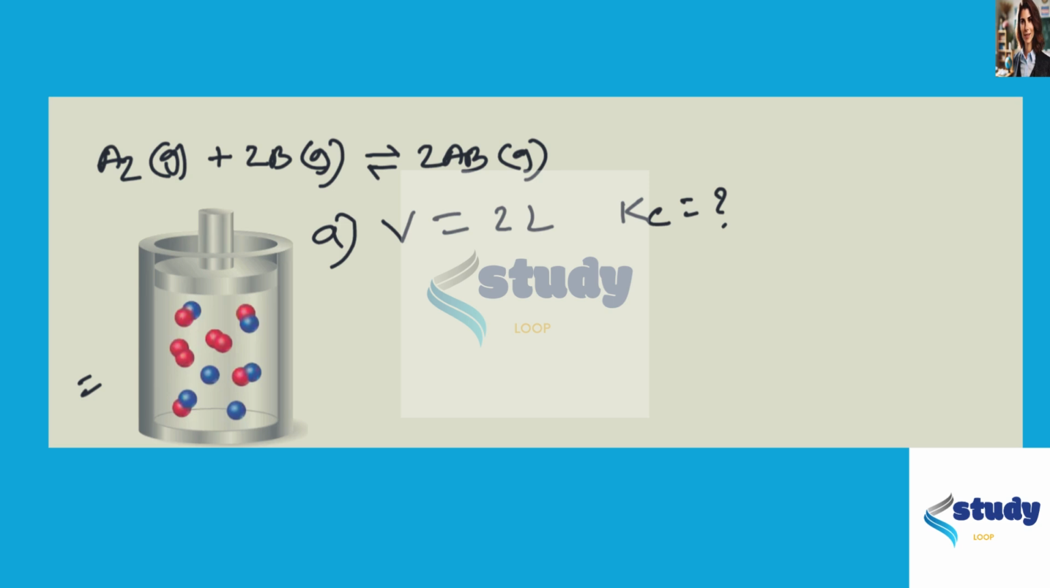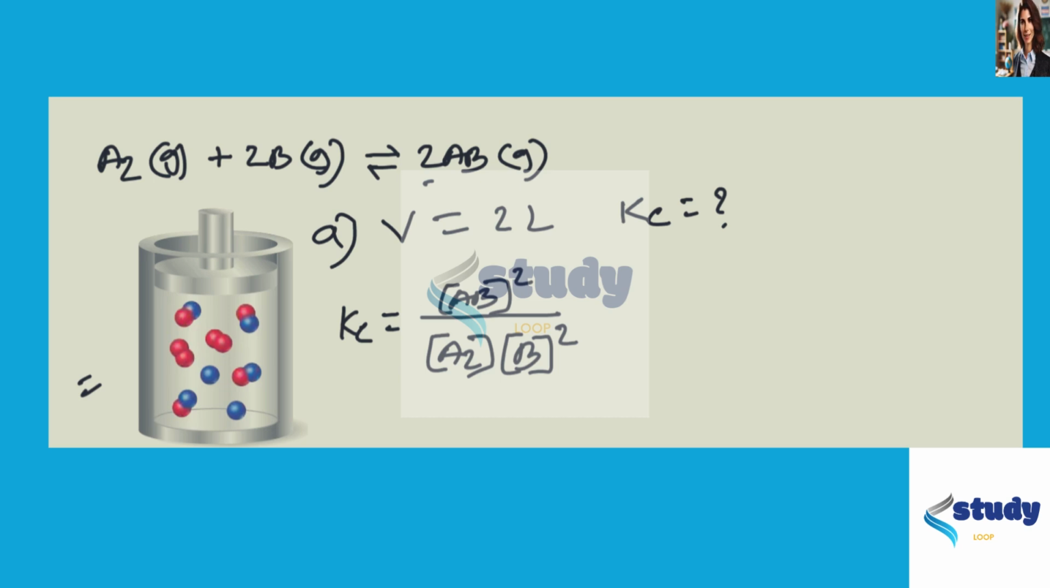So first we have to write down the expression for Kc, the equilibrium constant, for this reaction. The expression for Kc will be the product concentration over the reactant concentration, and since we have 2AB, 2 will go as a power here, and in the denominator we will have the reactant concentrations, A2 and B whole power 2, since we have 2B. So this is the expression for Kc for this reaction.